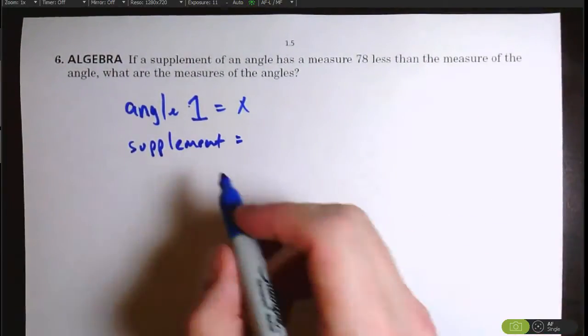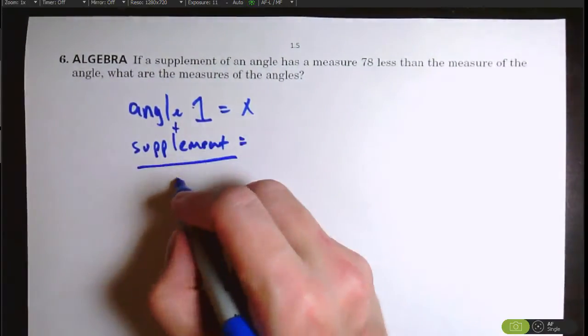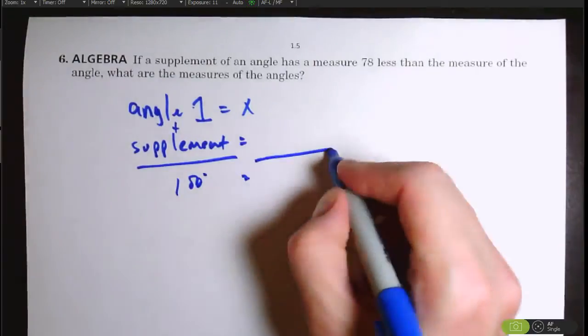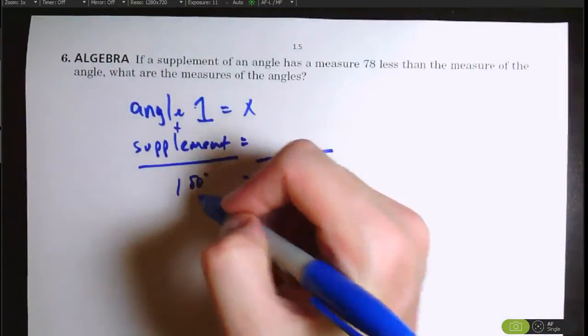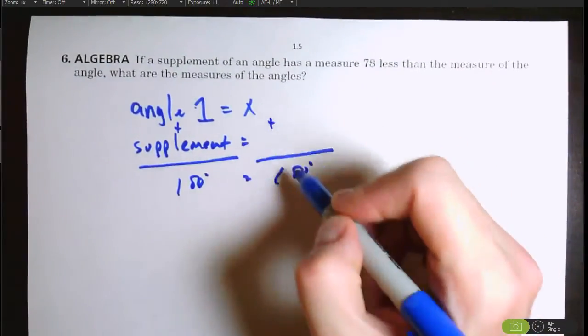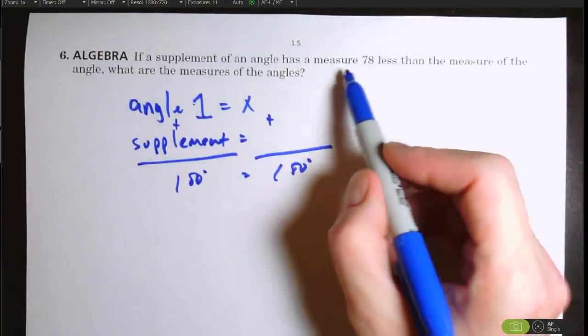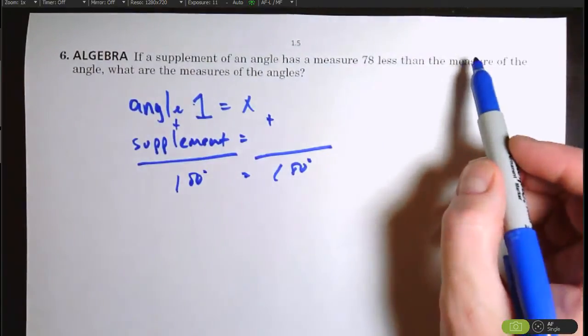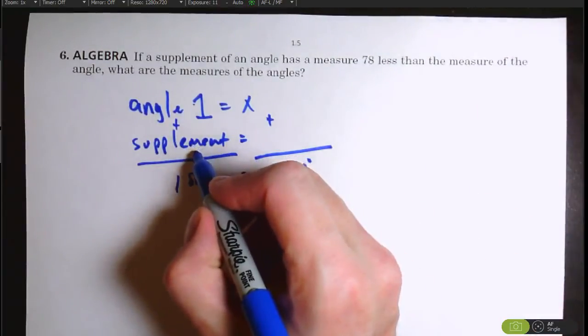Okay. Now what you know is angle 1 and its supplement have to add to 180 degrees. We know it has to work out. Angle 1 plus the supplement has to be 180. So x plus something has to be 180. Well, what's the relationship? The supplement of an angle has a measure that is 78 degrees less than the measure of the angle. So the supplement is 78 degrees less than this guy.